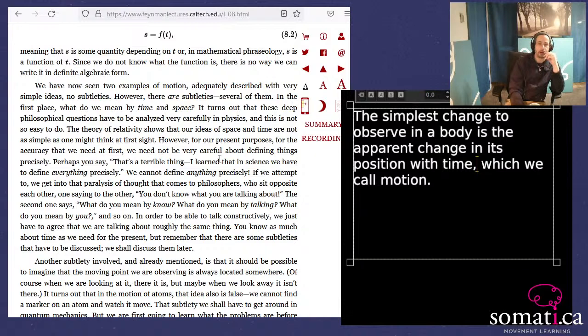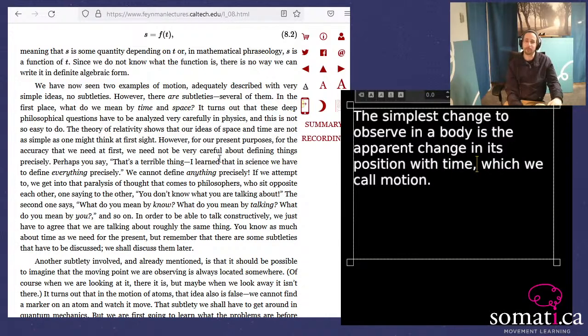What do we mean by time and space? Theory of relativity shows that our ideas of time and space are not as simple as one might think at first sight. However, for our present purposes, for the accuracy that we need at first, we need not be very careful about defining things precisely. Perhaps you say, that's a terrible thing. I learned that in science we have to define everything precisely. We can't define anything precisely.